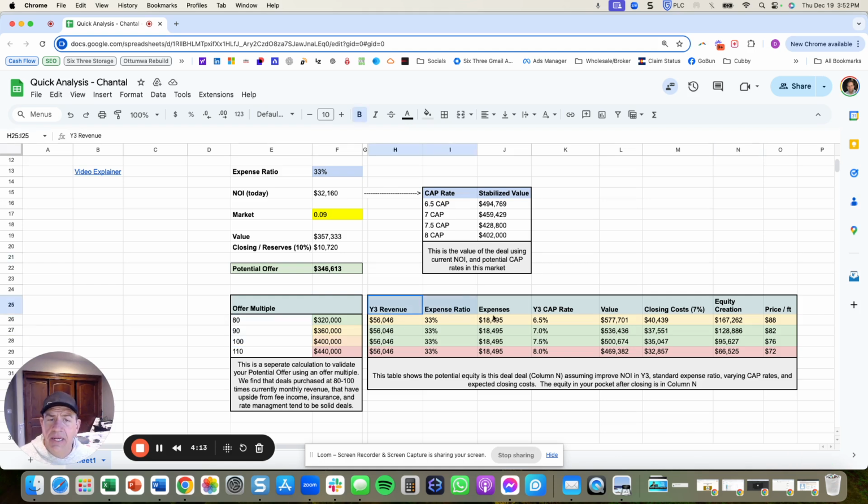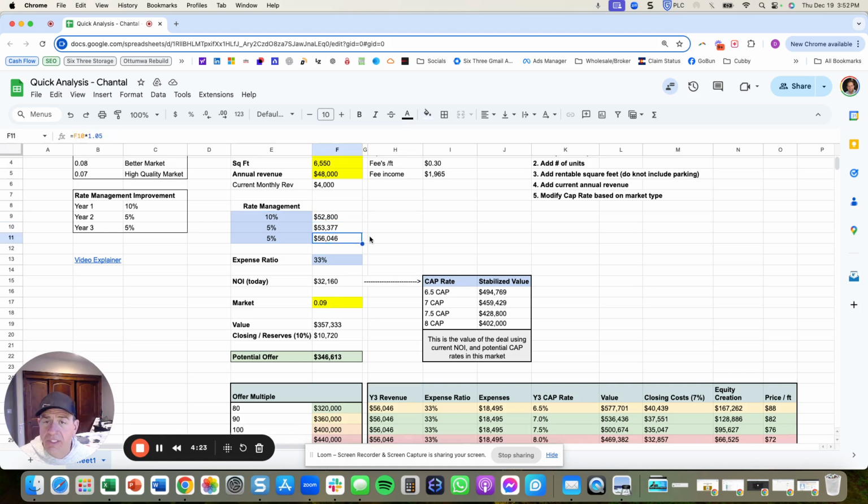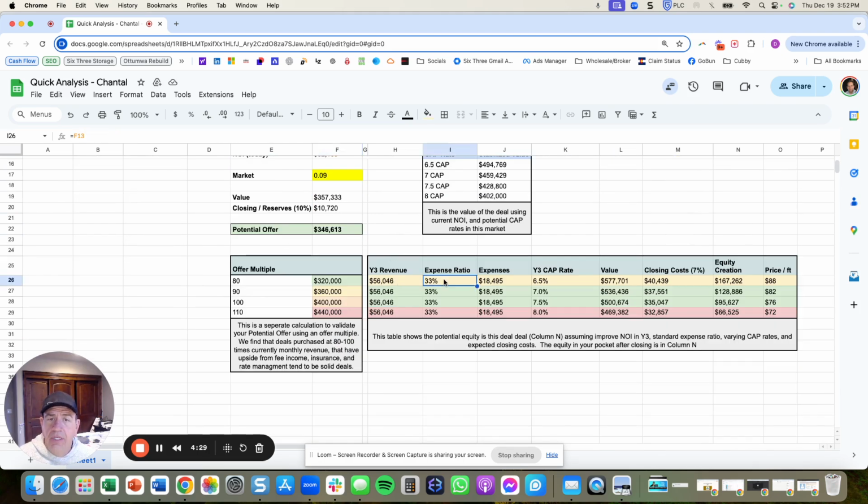Then on the right-hand side here is a projection that if we were able to get to year 3 and we were able to drive the value 10% in year 1 and then 5% in subsequent years, then we're at $56,000 of revenue on this particular deal. Assuming a 33% expense ratio, I have the different cap rates that are here, what the value of the facility would be if we were to go to market to sell it. I've assumed 7% closing costs, somewhere about 5-6% for the broker, another 1 to 2% for fees. You could change this to 8% if you wanted to. 7% is a general number.